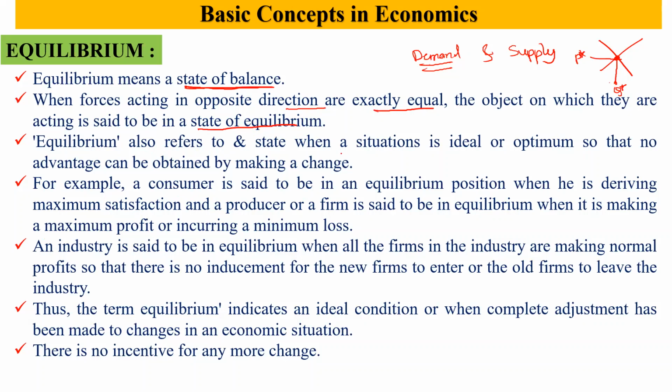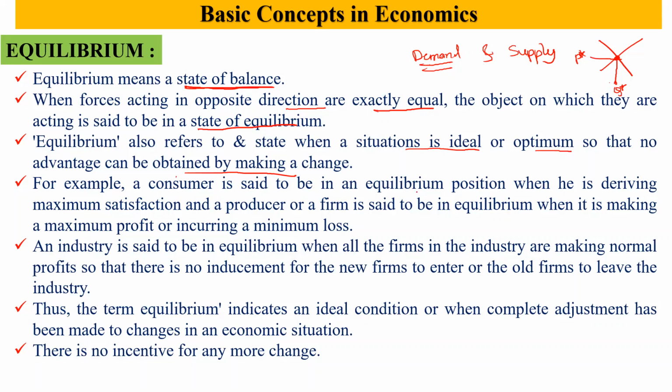Equilibrium also refers to the state when the situation is ideal or optimum, so that no advantage can be obtained by making a change. In other words, equilibrium is a state where we have optimum condition, where there is no need to change the situation.